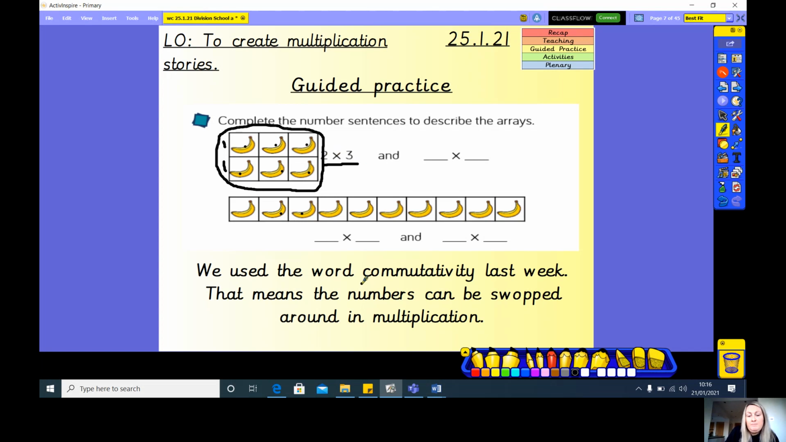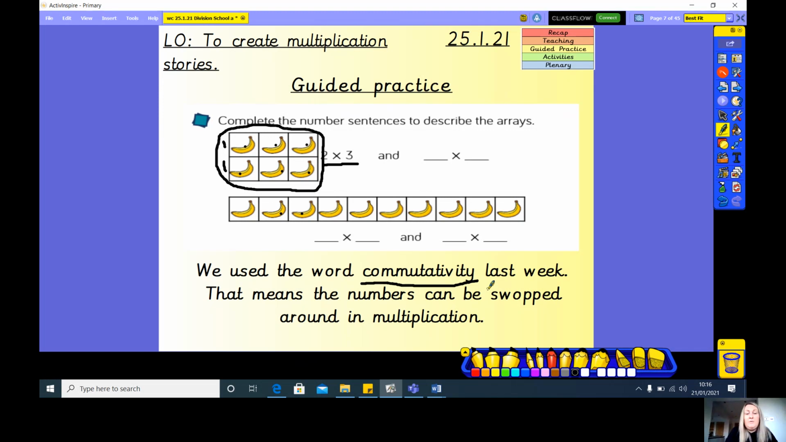But you remember this big word, commutativity? When we saw this last week, it meant the numbers can be swapped around. So with multiplication, you can swap the numbers around. With addition, you can also swap the numbers around. You can't do it with taking away or subtraction, and you can't do it with division, but you can do it with multiplication and you can do it with addition.